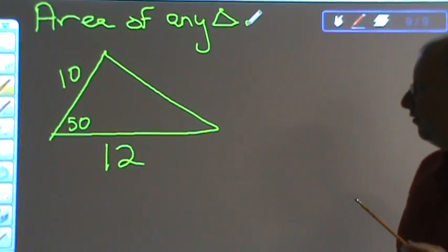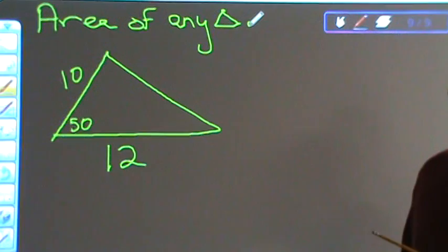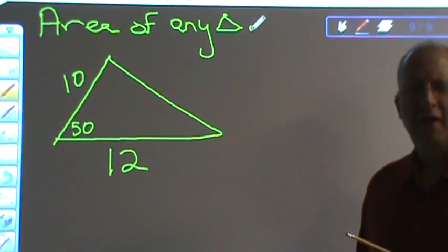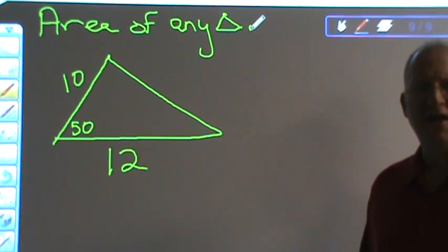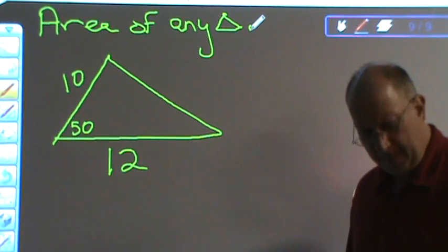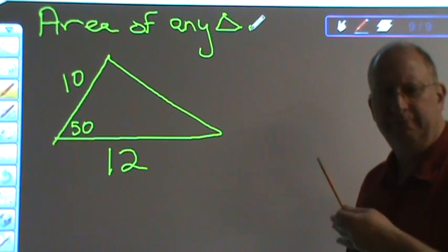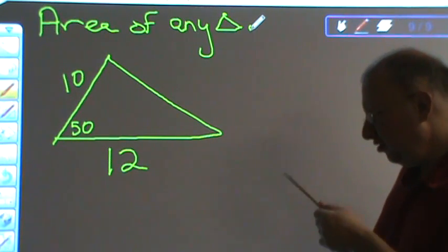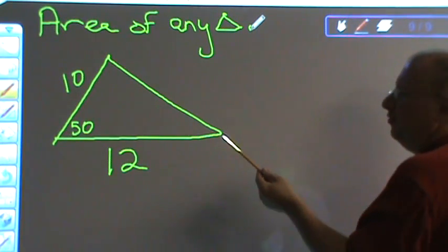Today we're going to find the area of any triangle. Notice, whenever you work with a triangle, you always have to have the height. So before developing a formula for this, let me just go through the process of how we do this.